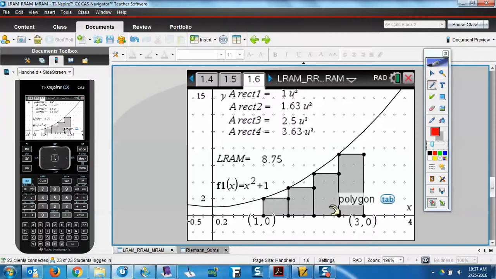In this case, 4, right? 4 subintervals. So what we do is 3 minus 1, that's a total distance of 2. 2 divided by 4 is 1/2. So 1 to 1.5, 1.5 to 2, 2 to 2.5, 2.5 to 3, right? So at 1, at 1.5, at 2, at 2.5, we plugged into the function and we got the height.